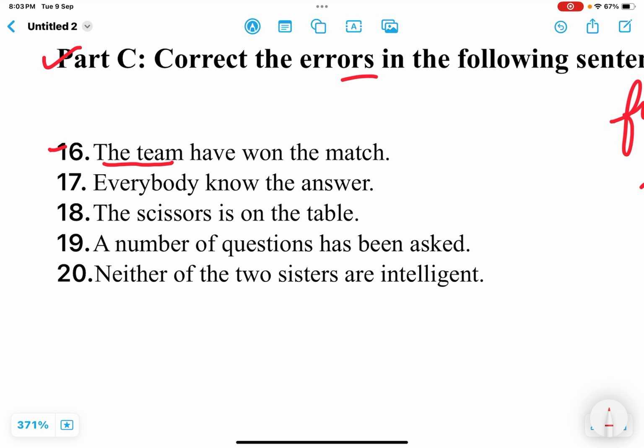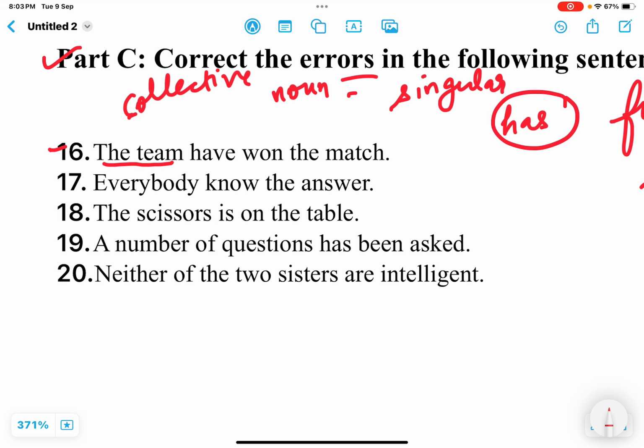Here the team is once again a collective noun. Okay, this is referring to a collection of players or a collection of members. So a collective noun is always considered as singular. So we need to use here a singular verb, that is has, not have. So have is the error and has is the correction.